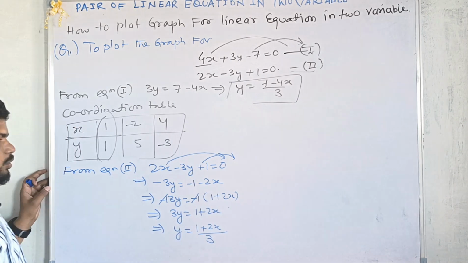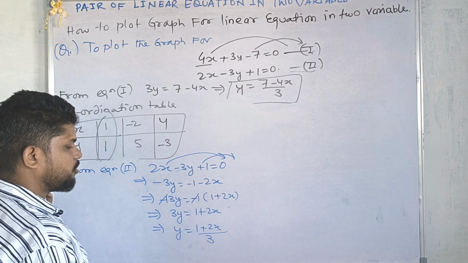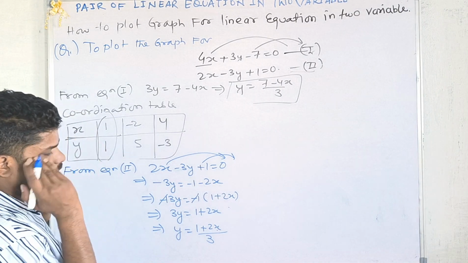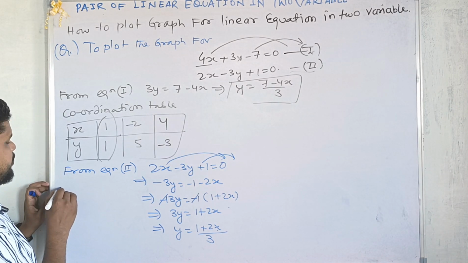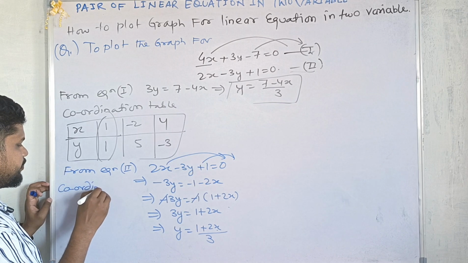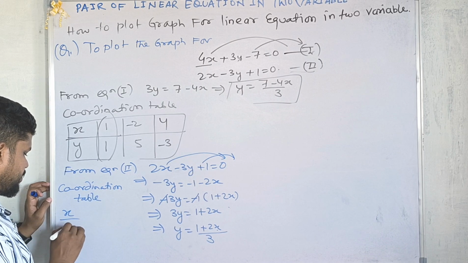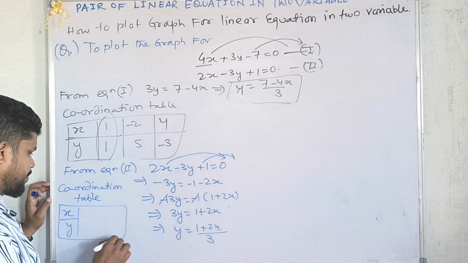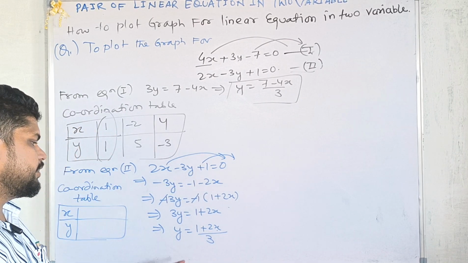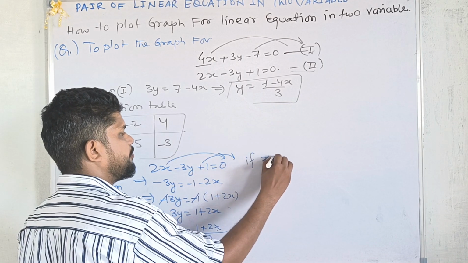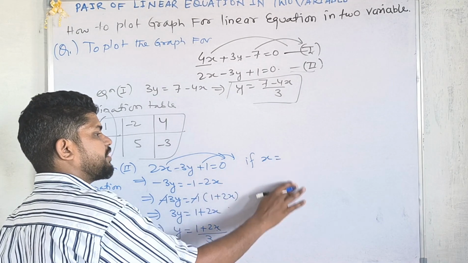Okay. So again here, I will give you the value of x and I will get the value of y. Make sure the value of y should not be a fraction. Generally they are fractions, but we should try to avoid them. So just make a coordination table. Value of x, value of y. Now dear students, if I put the value of x is equal to 0 here, one by one we will see. If value of x is 0, this will be 1 by 3. So again it's a fraction, so we will avoid.